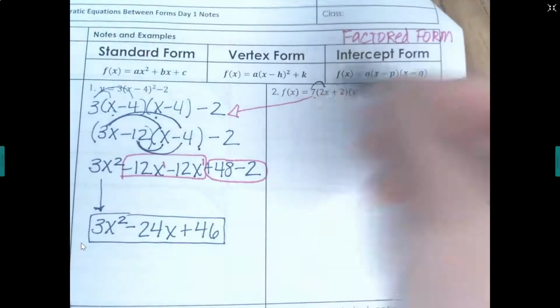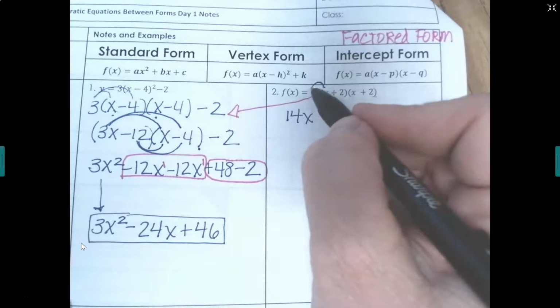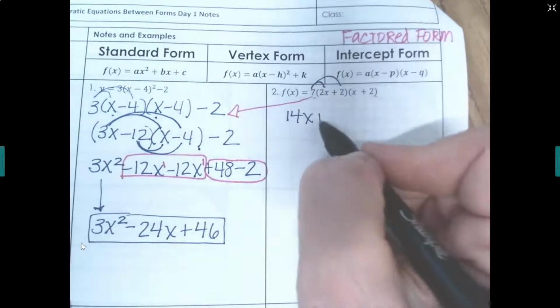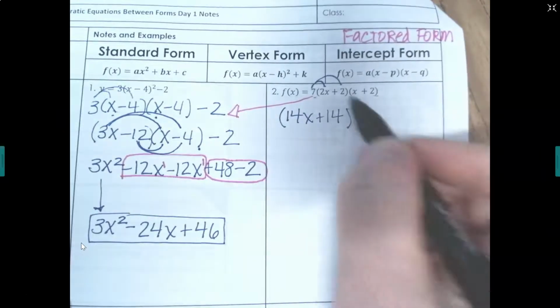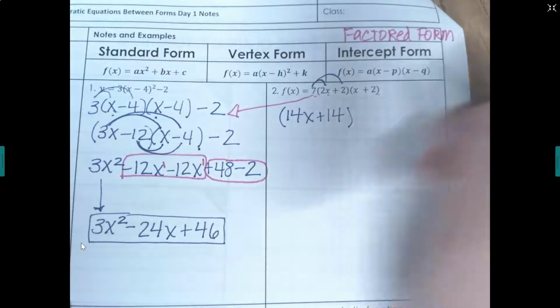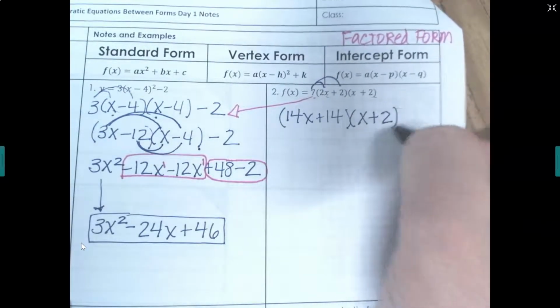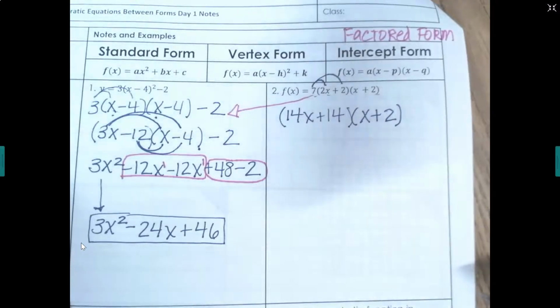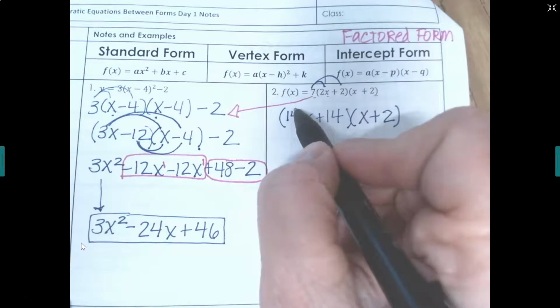So we have 7 times 2x gives us 14x. Then you have 7 times 2 is 14. Now this still has to be in a parenthesis because this whole parenthesis has to multiply to the next one according to the original problem. So we got to keep it there. And then we'll bring down our x plus 2. And we don't have any plus or minus out here on the end, so we don't have to worry about that. Now we're going to multiply our binomials.